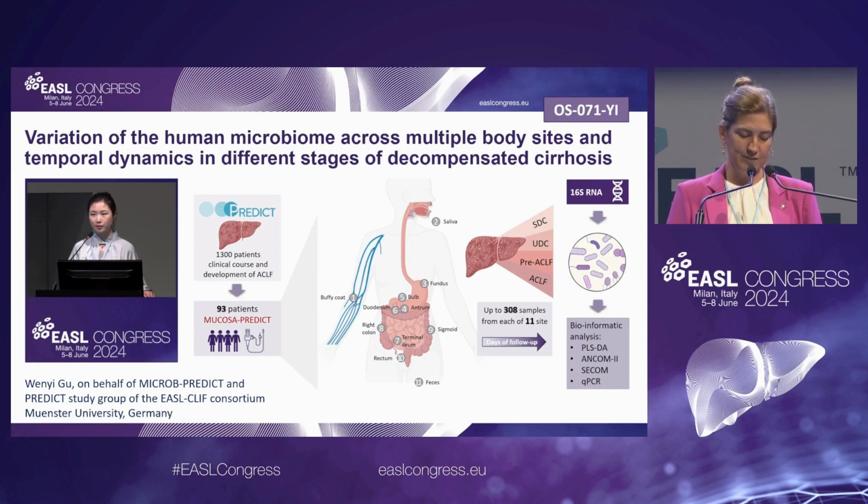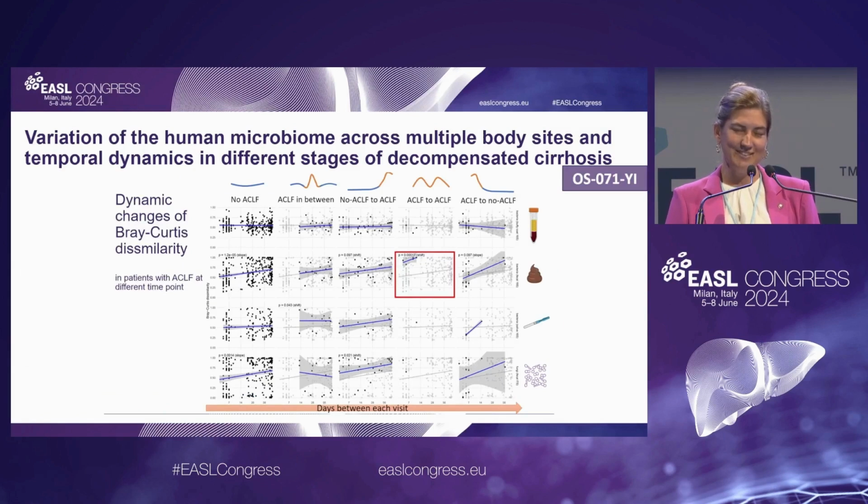So the study includes 93 patients from the Predict cohort, and focuses on those with decompensated cirrhosis, classified into subgroups. They sampled 11 different anatomical locations and did 16S metagenomics. So the authors performed many exhaustive analyses, for example, looking at similarity in longitudinal samples, and found that patients who developed ACLF had increased dissimilarity, which they ascribed to bacterial translocation.